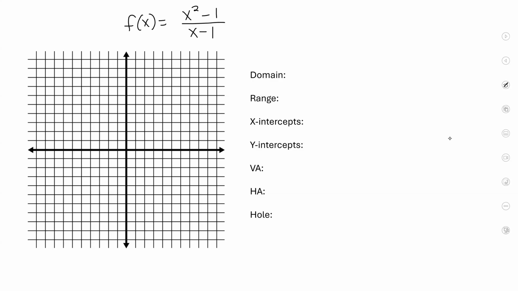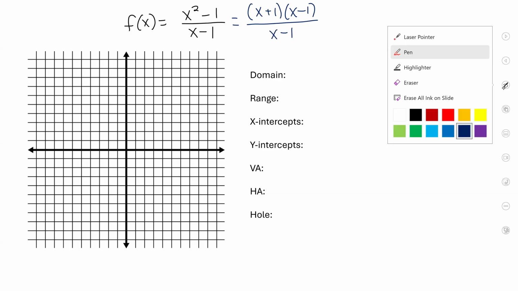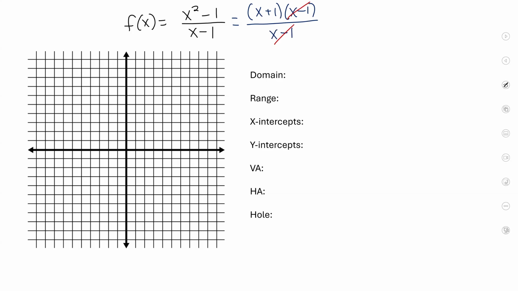All right, as you guys are working, I'm going to put the answer up here on the board. You can factor this numerator as x plus 1, x minus 1. Does anything cancel? Exactly, thank you. So that means I will have a hole because something canceled out. I'm left with x plus 1. What can I put on the bottom to make it a fraction? A 1, okay. So to find x-intercepts, you set the top equal to 0, right? What do I get? Negative 1.